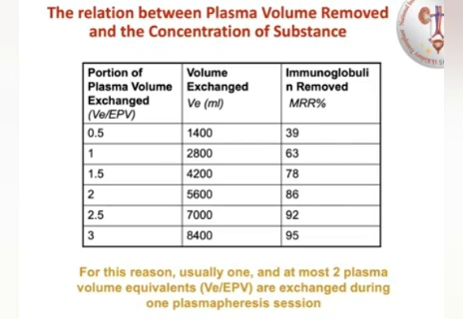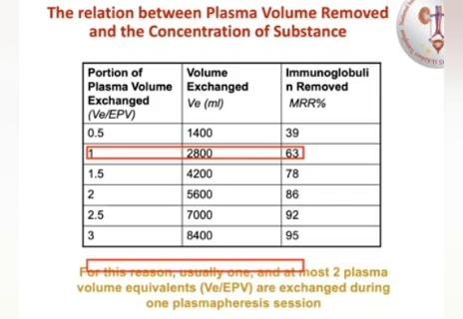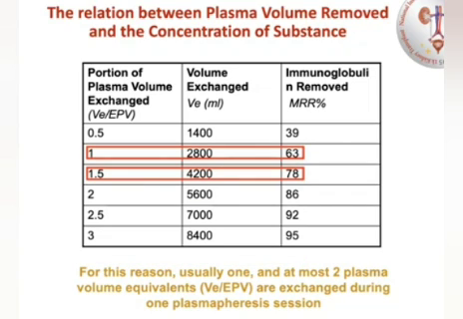So I will give you an example. At 1 plasma volume, 63% of immunoglobulins are removed. At 1.5 plasma volume, 78%, and at 2 plasma volumes, 86%. After that, the difference, as you see, is not worth going with such higher plasma volumes, which will cost a lot because you will need more albumin and it might cause more harm than its benefits.